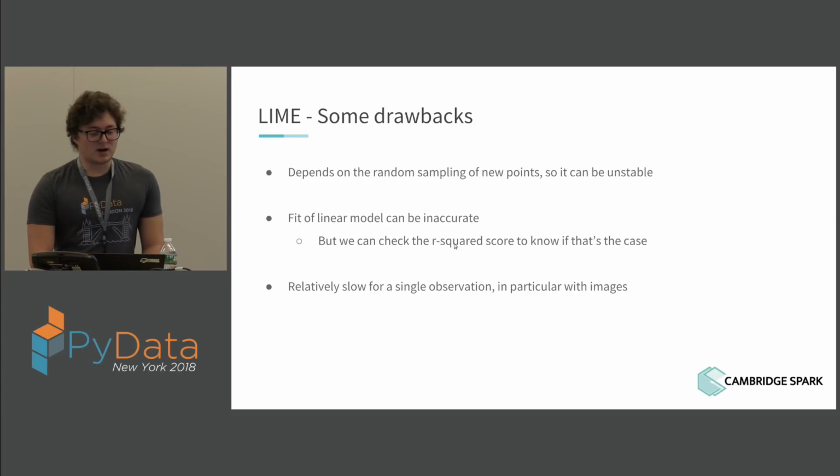Lime gives you access to the R-squared, so you can actually see if your linear regression locally was good or not. And it can be fairly slow for images in particular because it needs to generate this data set. So for images, it's even harder. It needs to generate tons of images from scratch before generating an explanation.